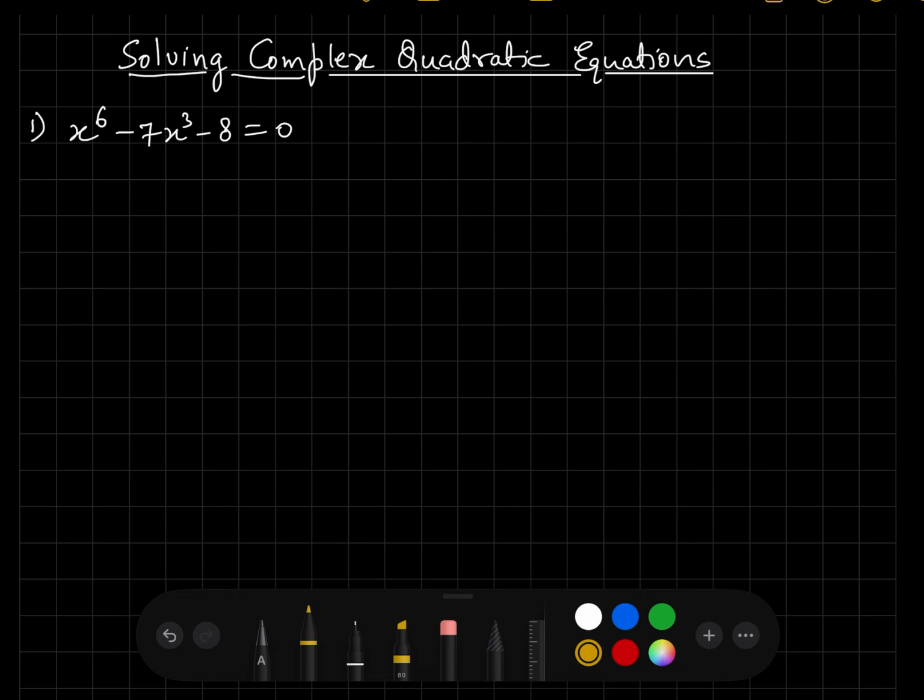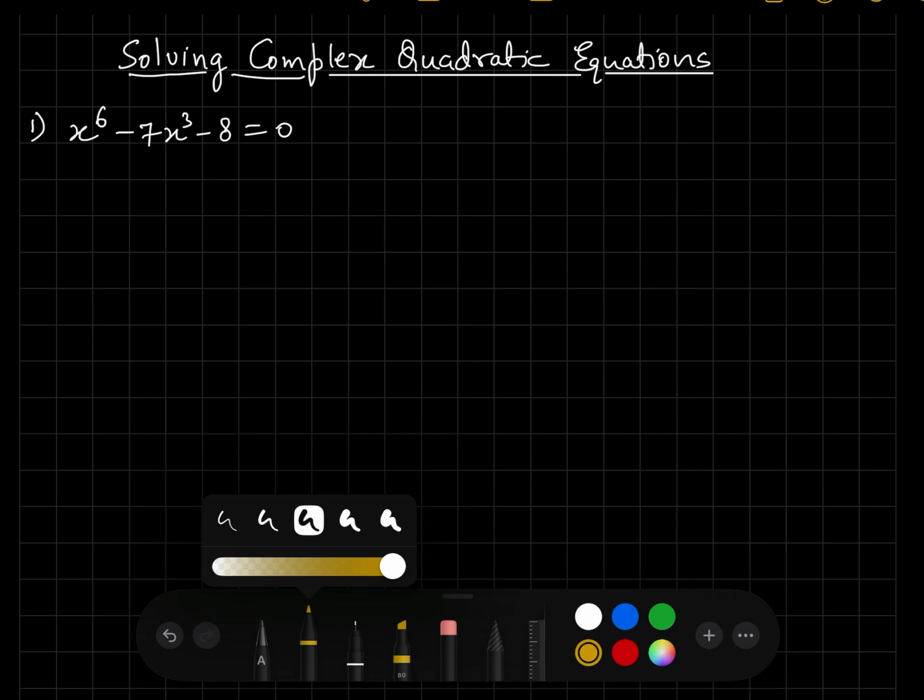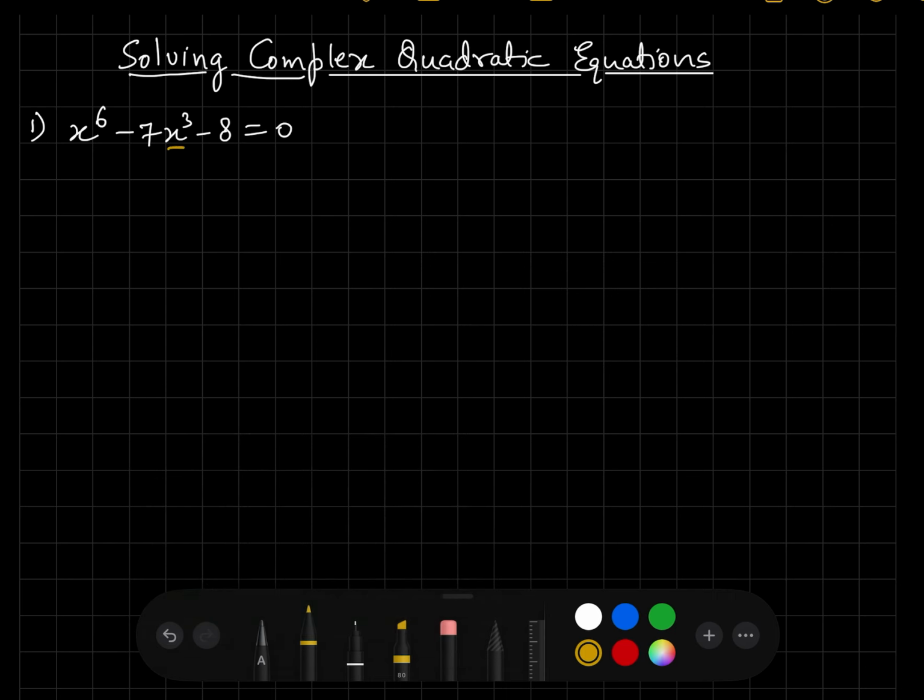So these are actually x raised to the power 6 minus 7x raised to the power 3 minus 8 equals 0. While studying quadratic equations, we said that any equation where the highest power of the variable is 2, we call it a quadratic equation. But these are also some special kinds of quadratic equations. So what we do here is simply substitute. We do the substitution method.